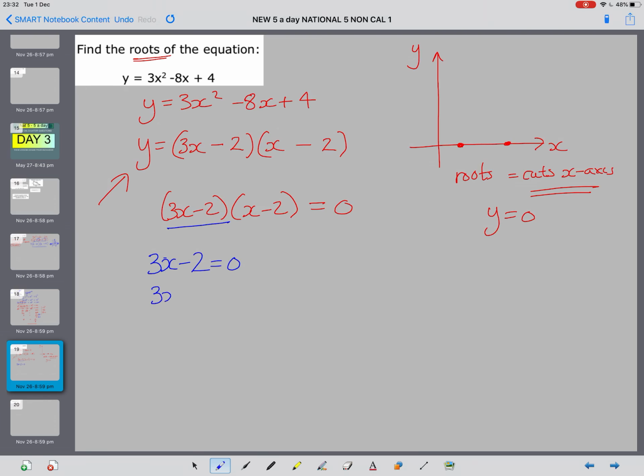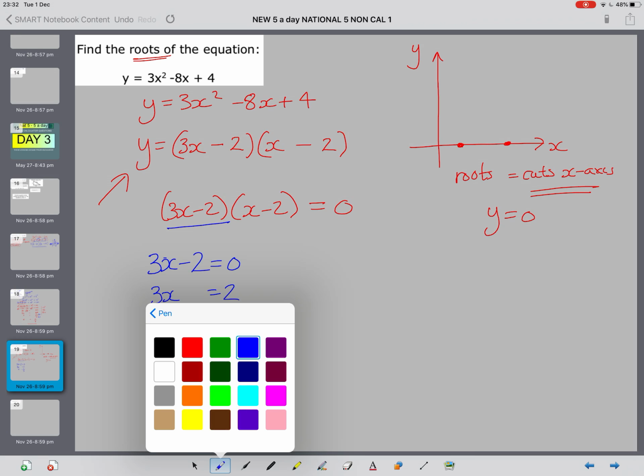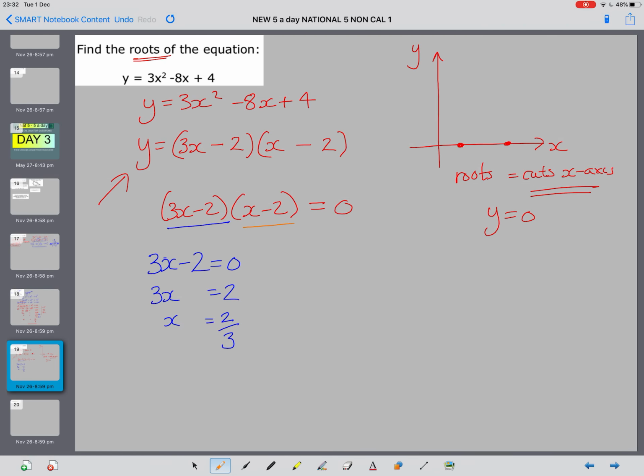Just solve that. So 3x equals 2 and x equals 2/3. And then if I took the other one, which is x take away 2, so x take away 2 equals 0. So x equals 2. So the roots are x equals 2 and x equals 2/3. Okay, so that really means that it would cut the x-axis at 2/3 and 2.